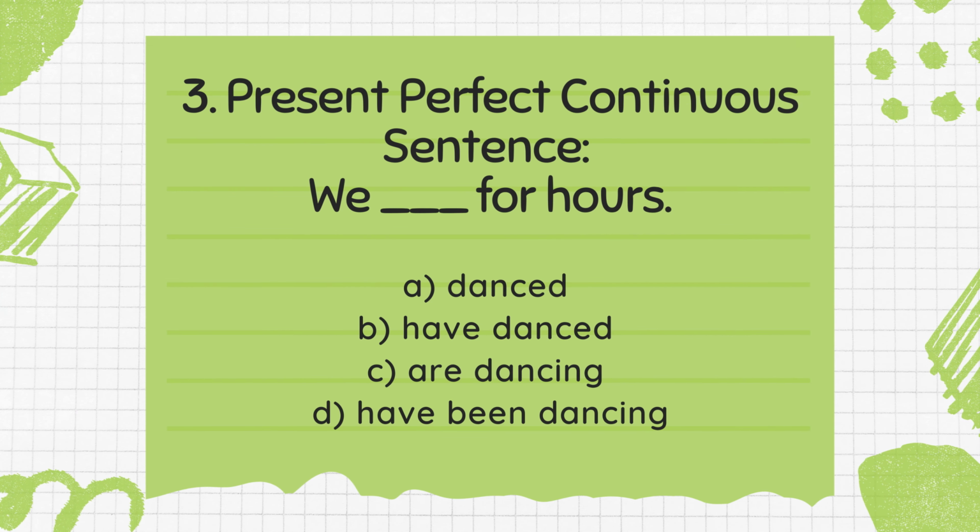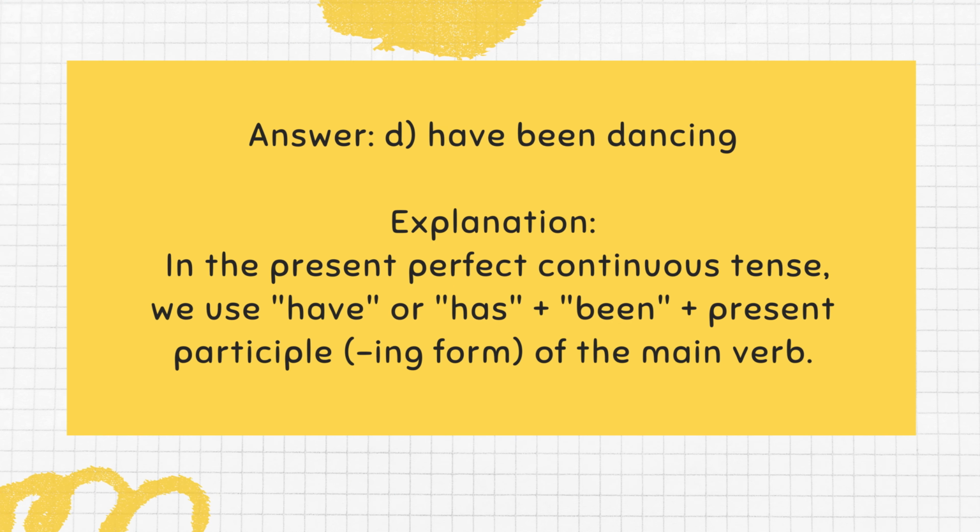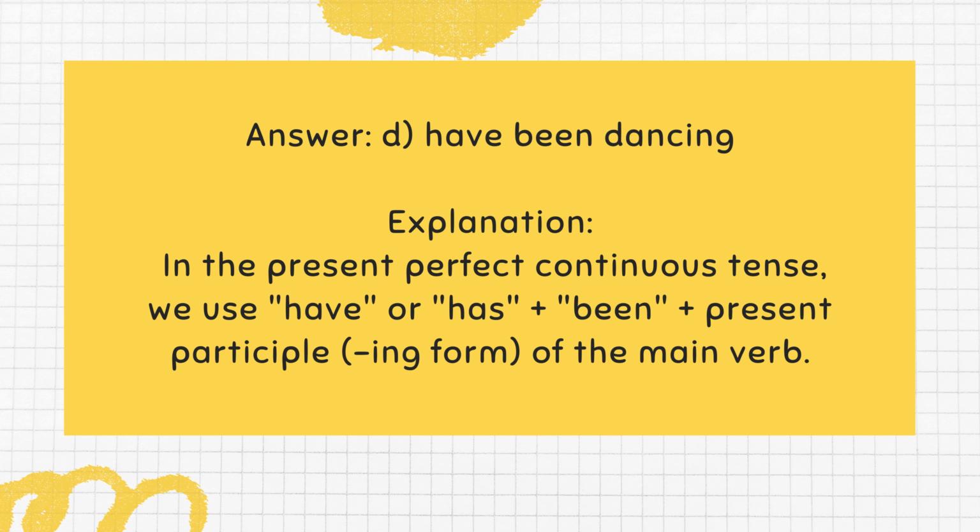3. Present perfect continuous sentence. We, for hours. A, danced. B, have danced. C, are dancing. D, have been dancing. The answer is D, have been dancing.